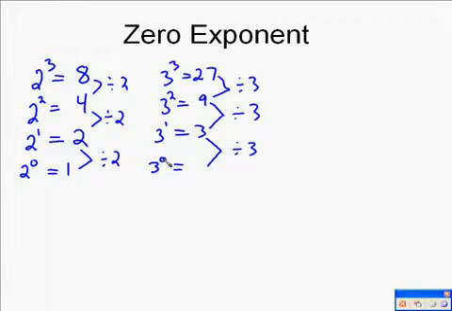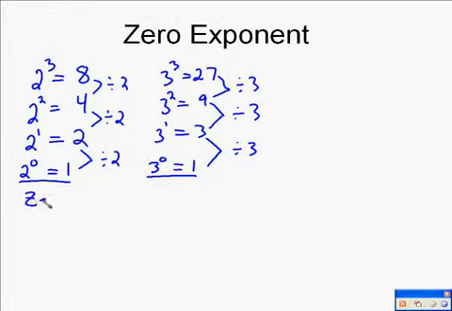And you can do this for any number. You can do this for 4, you can do this for 5, you can do this for 6, you can do it for 7. It's just going to keep going on, and every time you get down, you're going to have 2 to the 0 equals 1, 3 to the 0 equals 1, 4 to the 0 equals 1, and so on. And that's always going to be the case.